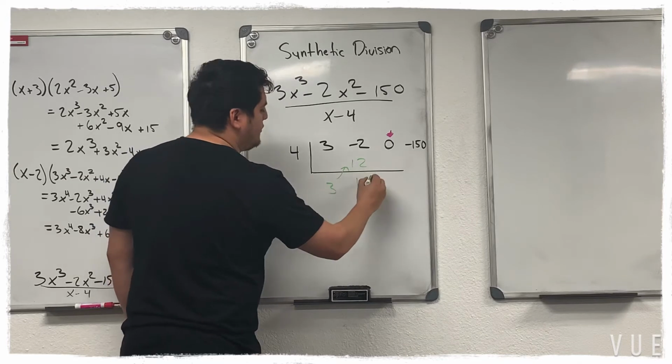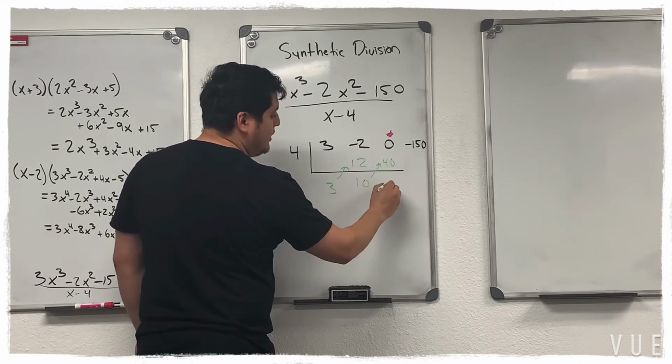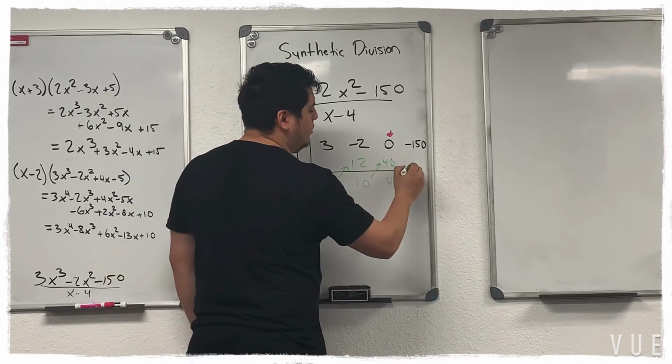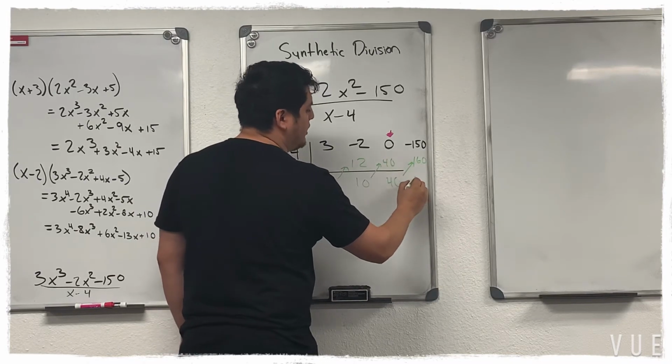4 times 10 is 40. I'm going to write it over here. 40 plus 0 is still 40. 4 times 40 is 160. I'm going to add these two guys, and I end up with 10.